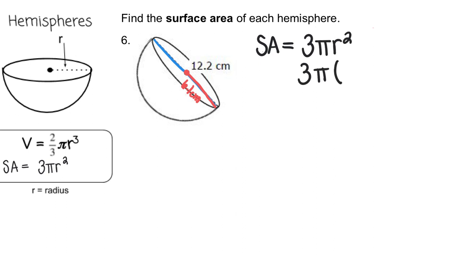I'm replacing that radius with 6.1, and I'm going to type that in my calculator, and we're going to round to the nearest tenth. So I have 3 pi, open parentheses, 6.1, square it, and we're looking at 350.7, and this is in centimeters squared.